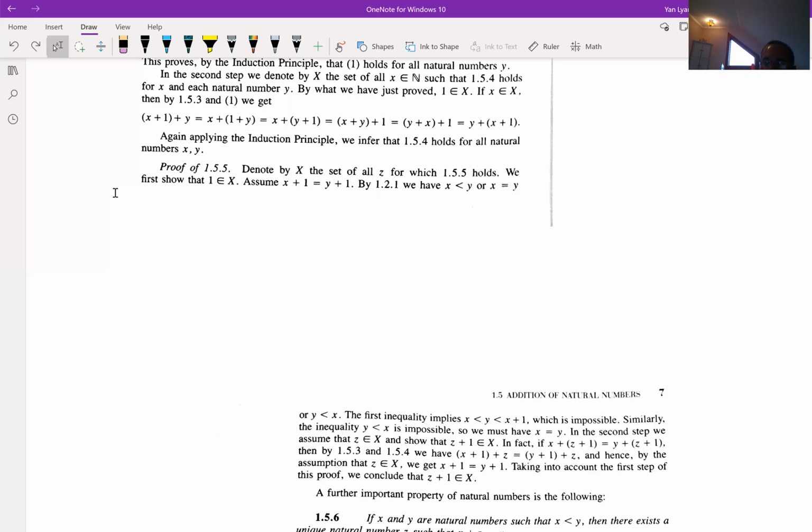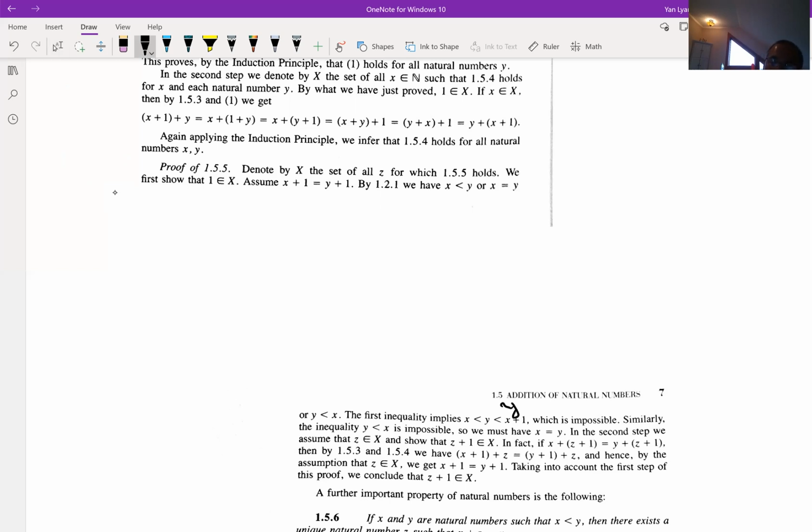So the first inequality, which is x is less than y, gets a little bit complicated in my notes, but it says that if x is less than y and x plus 1 is the least element greater than x, which is equal to y plus 1, then it says at the bottom that x is less than y and y is less than x plus 1.